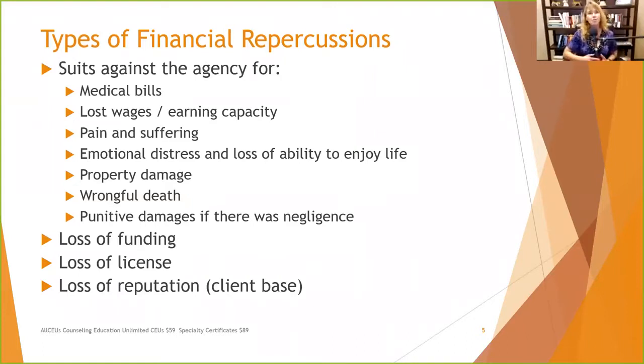So you could have suits where you have to pay out for any and all of these things. That's going to be a financial big problem for you. Loss of funding. So if something happens and, for example, you are taking Medicaid and you get audited and they find out that you've been doing some kind of shady billing, they can decide that you are no longer a provider for Medicaid, yank that funding. Or you could lose state funding for a variety of reasons.